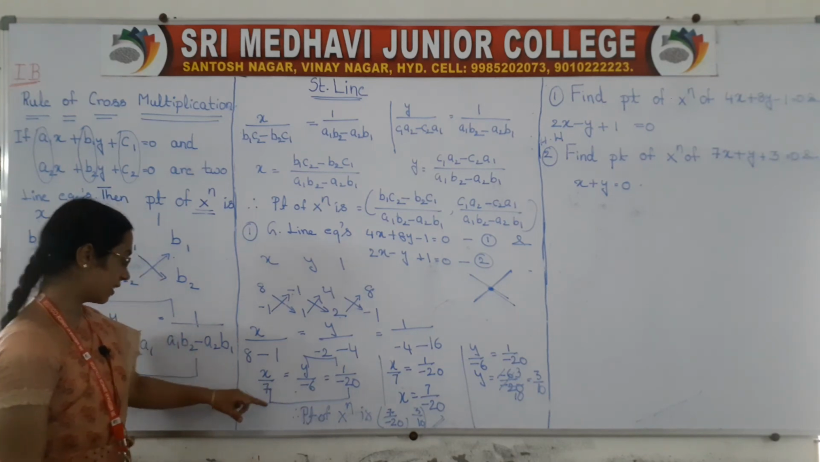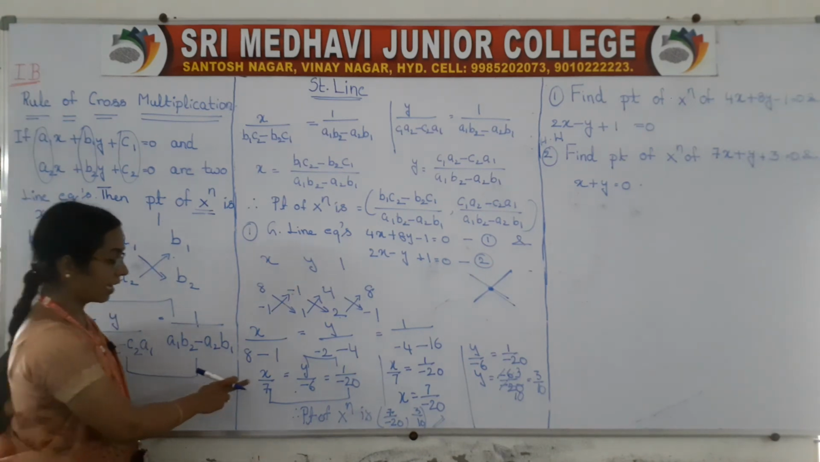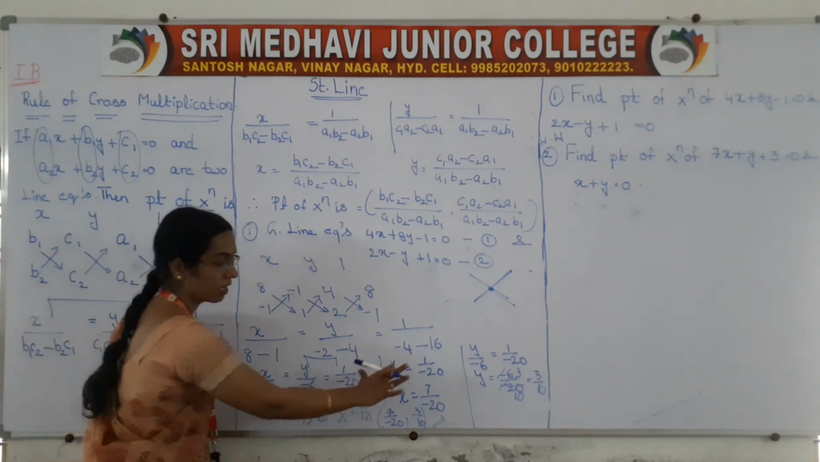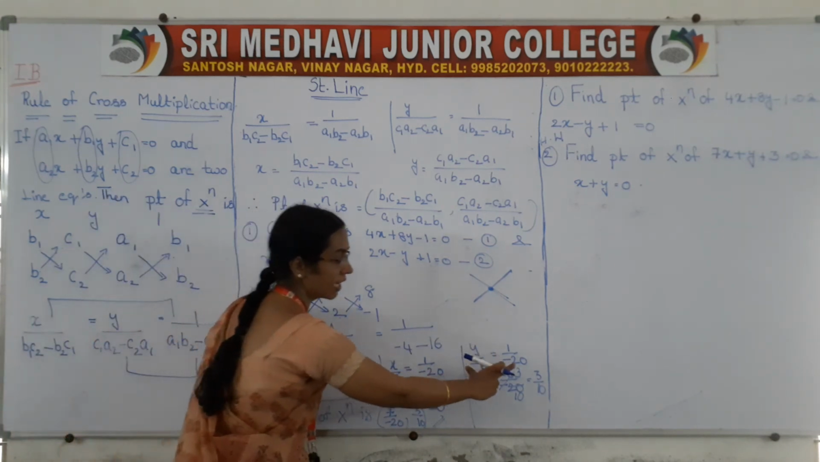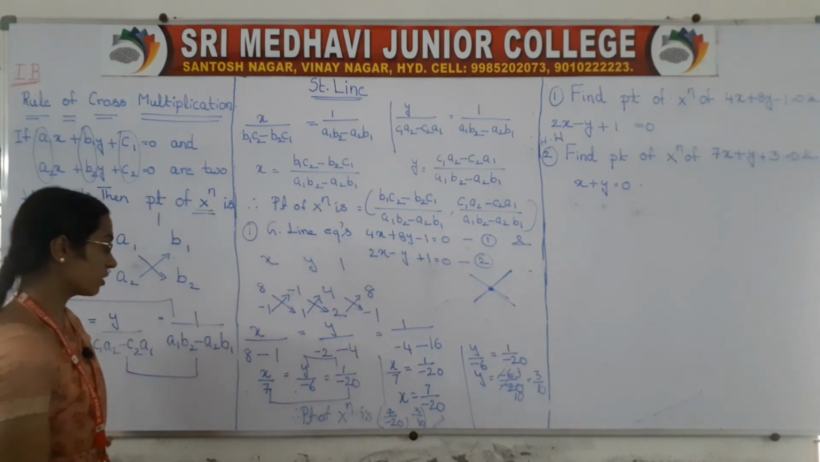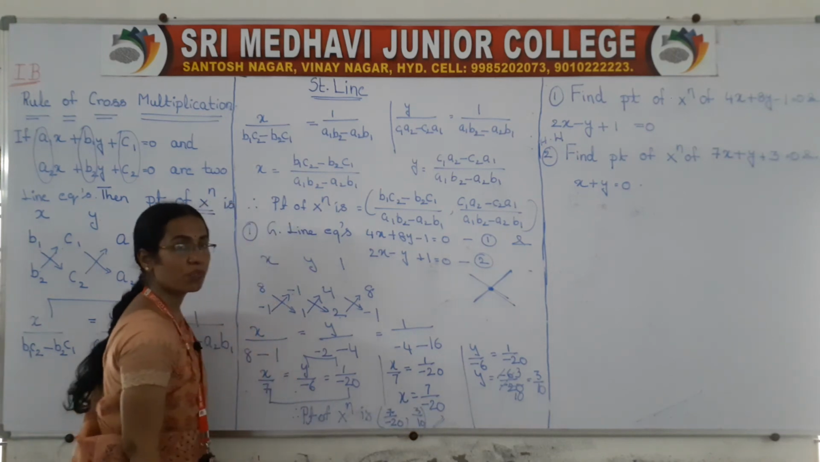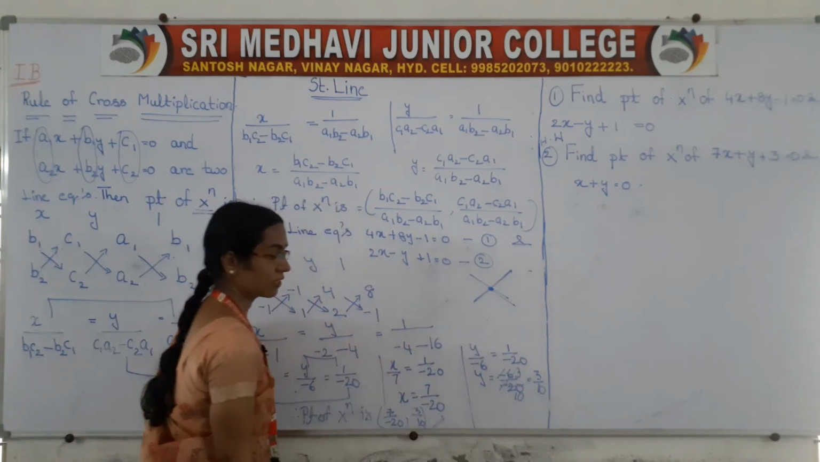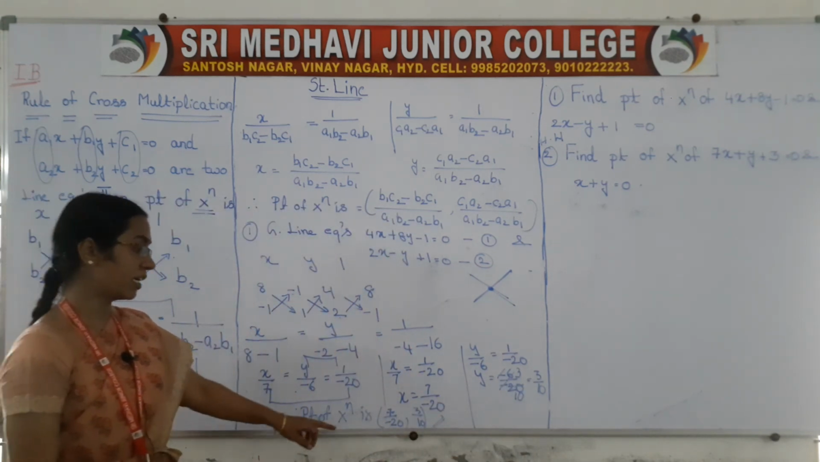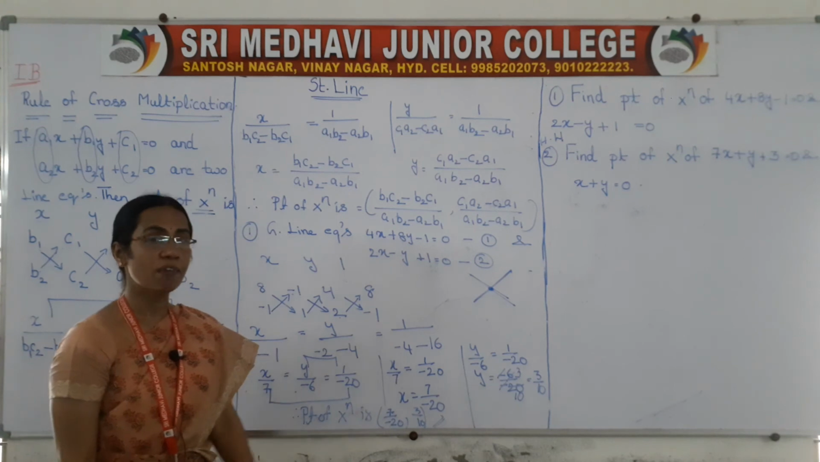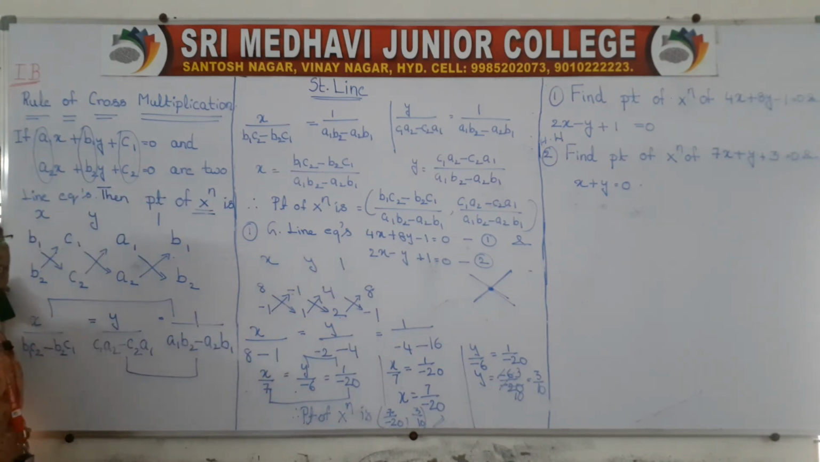After getting these three values, we have to equate x value with the constant one part and y value with the constant second part. So x value with the constant, try to get your x value. Y value with the constant, try to get your y value. Therefore, at the end, your point of intersection is the x and y values. This is called the rule of cross multiplication.